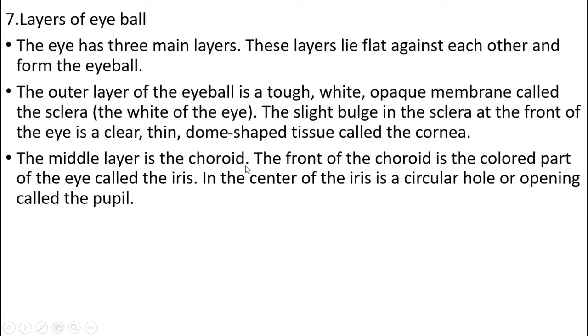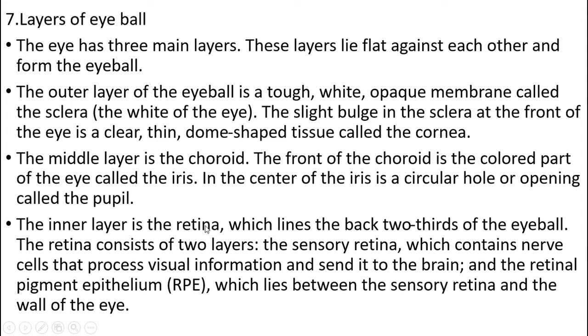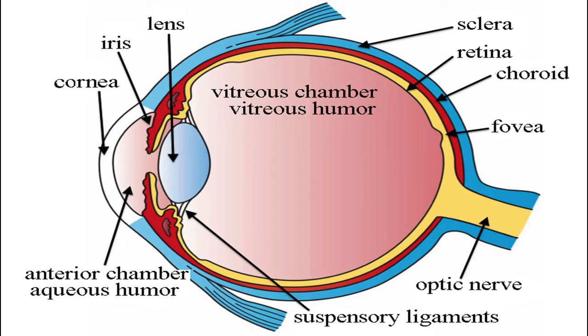The middle layer is the choroid. The front of the choroid is the colored part of the eye called the iris. The center of the iris is a circular hole or opening called the pupil. The inner layer is the retina, which lies in the back two-thirds of the eyeball. The retina consists of two layers: the sensory retina, which consists of the nerve cells that process visual information and send it to the brain, and the retinal pigment epithelium, which lies between the sensory retina and the wall of the eye. These are the layers of the eyeball.